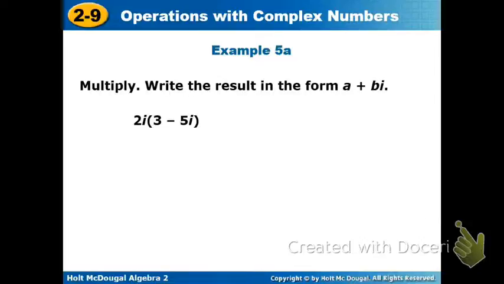Okay, so here we go. Now we're multiplying. We have 2i times 3. Well, that's 3 times 2, or 6. Keep the i with it. And then you've got 2i times a negative 5i. Well, 2 times the negative 5 is negative 10. But then the i and the i become i squared.